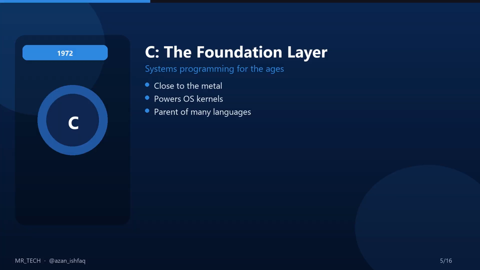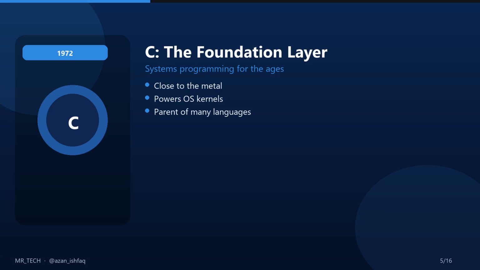Then came C in the early 1970s. C struck a rare balance: powerful enough for operating systems, clear enough for large projects, and portable enough to travel across machines. Unix was rewritten in C, and that decision echoed across decades of computing history. C gives you pointers, manual memory control, and a mental model of how computers actually work. From embedded devices to databases, language runtimes, and operating system kernels, C is still everywhere.